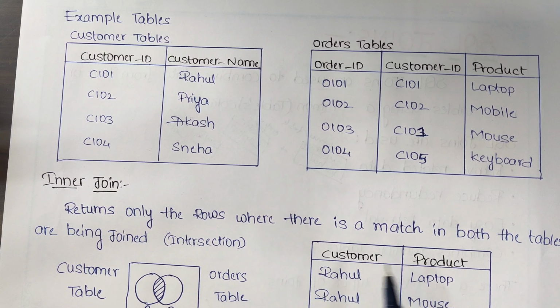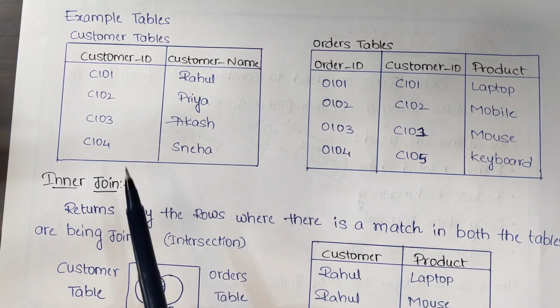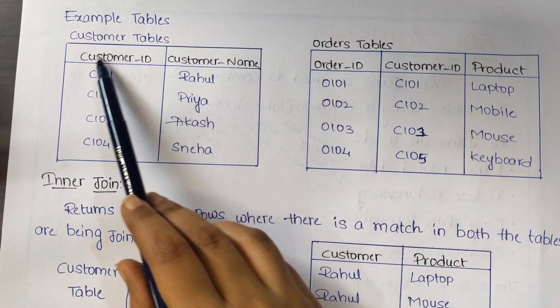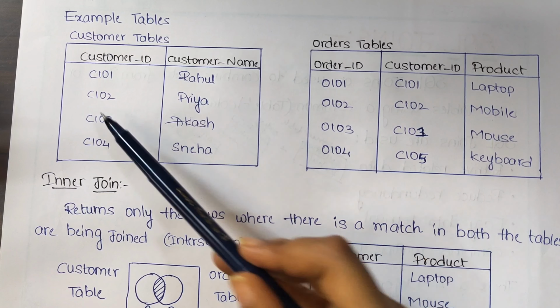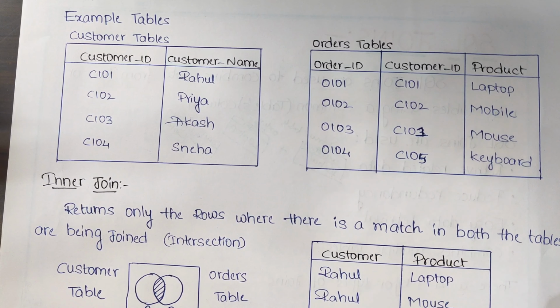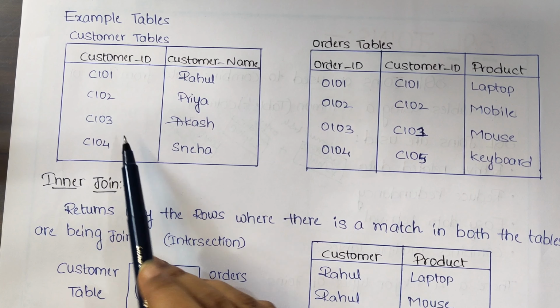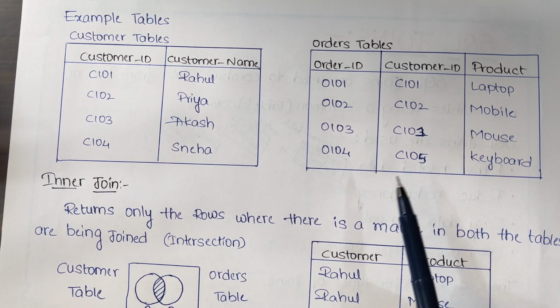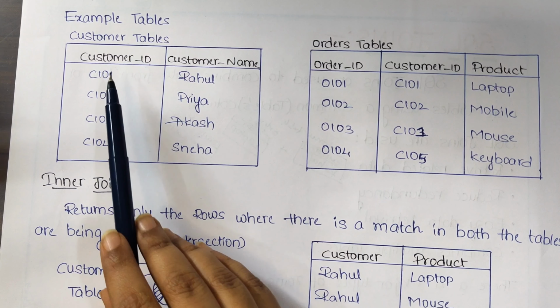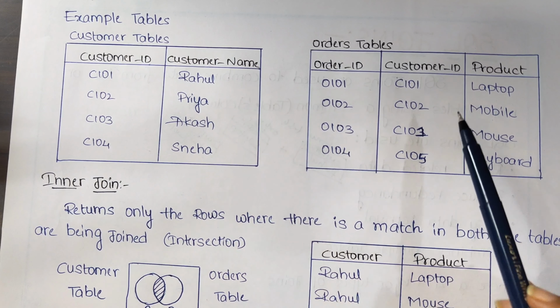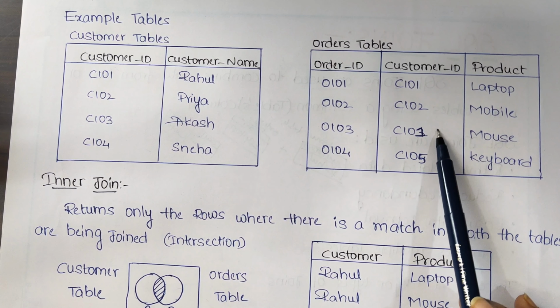Inner join only returns the matches in both tables. See these two tables: whatever matching records are there, only those matching records are displayed in the result. Using this Venn diagram you may understand things very easily. See, this is table A, this is table B. Table A is considered the customer table and table B is considered the orders table. In table A we have customer ID and in table B we also have customer ID.